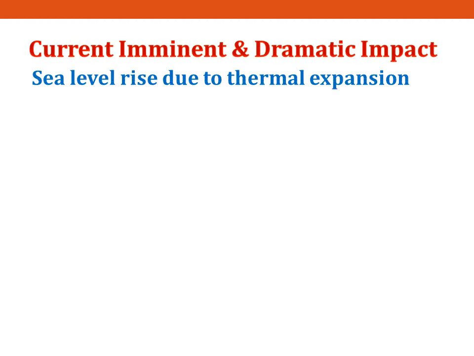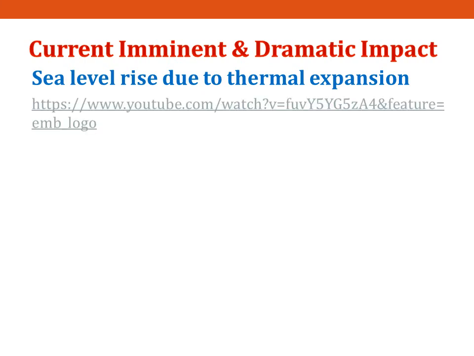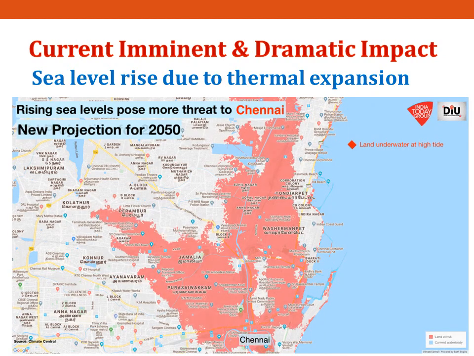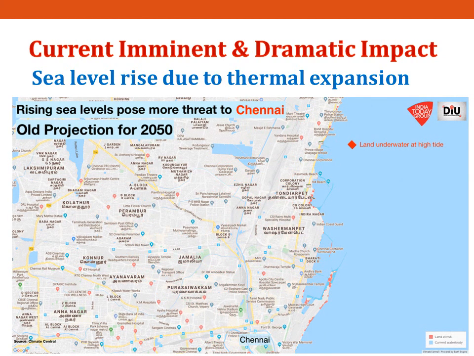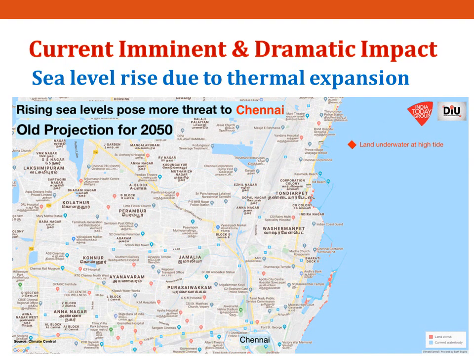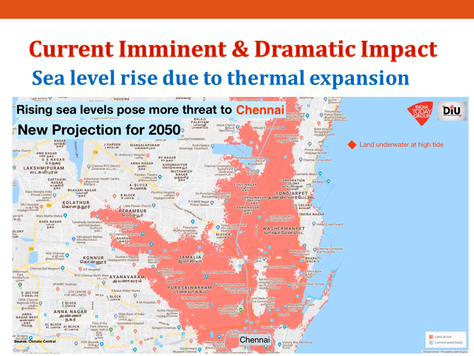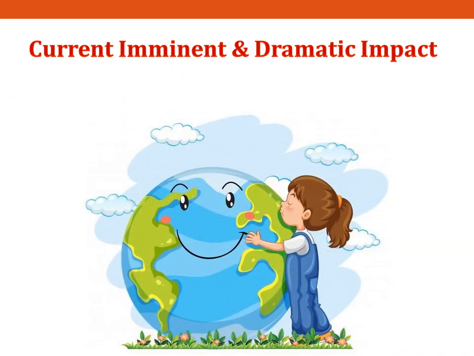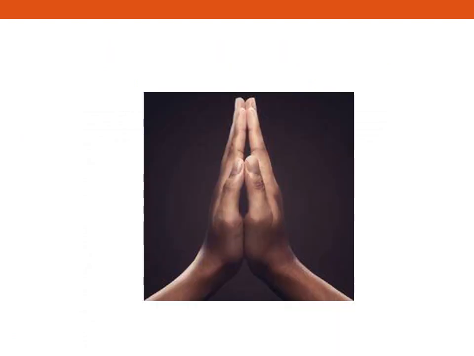A current, imminent and dramatic impact is the sea level rise due to thermal expansion. Please watch this video to give you an idea as to how this climate change has caused the sea level to rise. This is an animation to show you how much of Chennai is going to go underwater by 2050. Let us all save the earth from this climatic change.